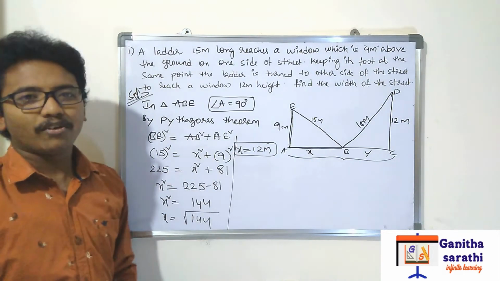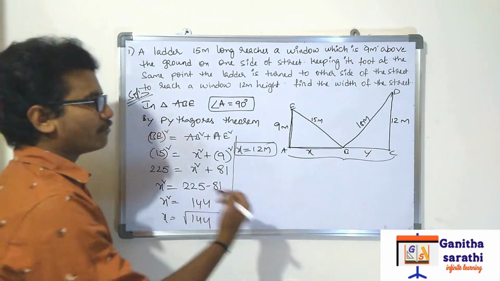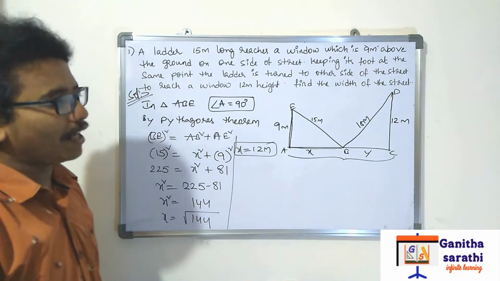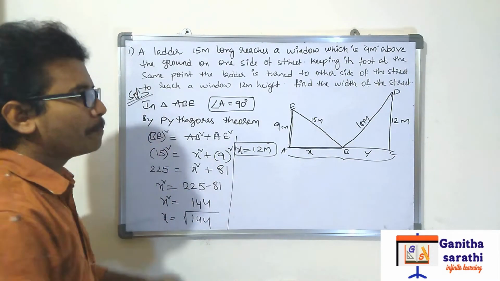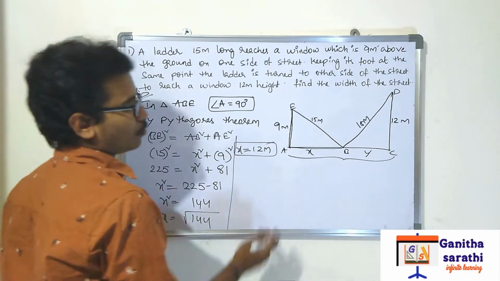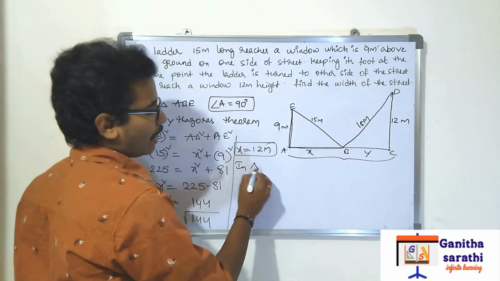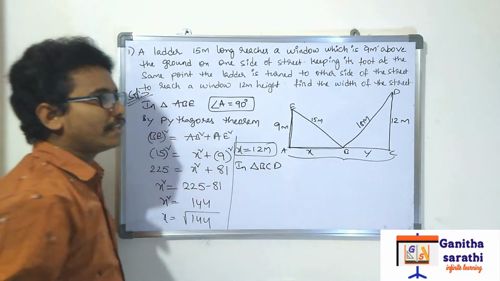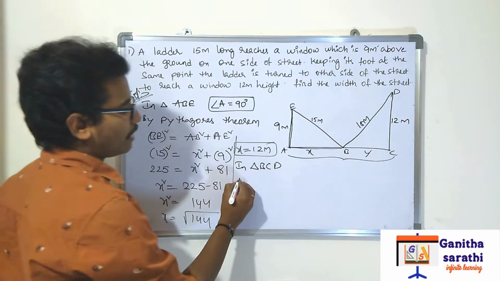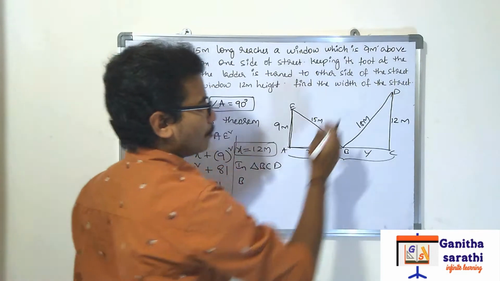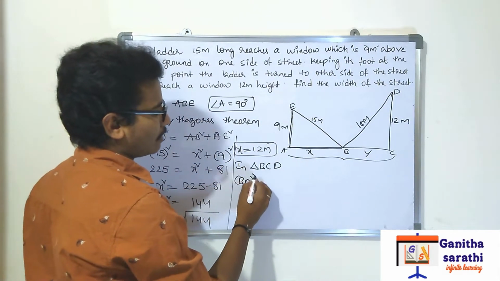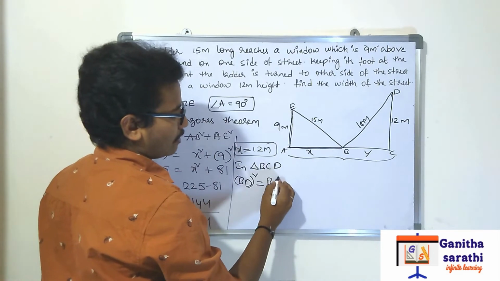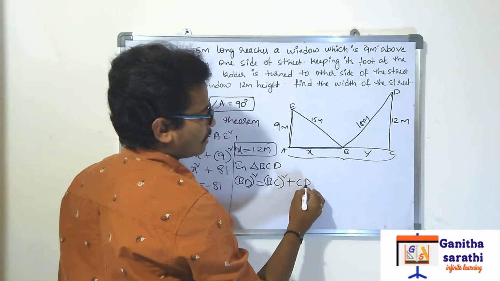x is 12 meters. Now what do we have to find? We have to find the value of y. How will we find the value of y? By using the same concept, but the triangle will be changed. What is the triangle? In triangle BCD, what is the hypotenuse? BD, right? BD square is equal to BC square plus CD square.